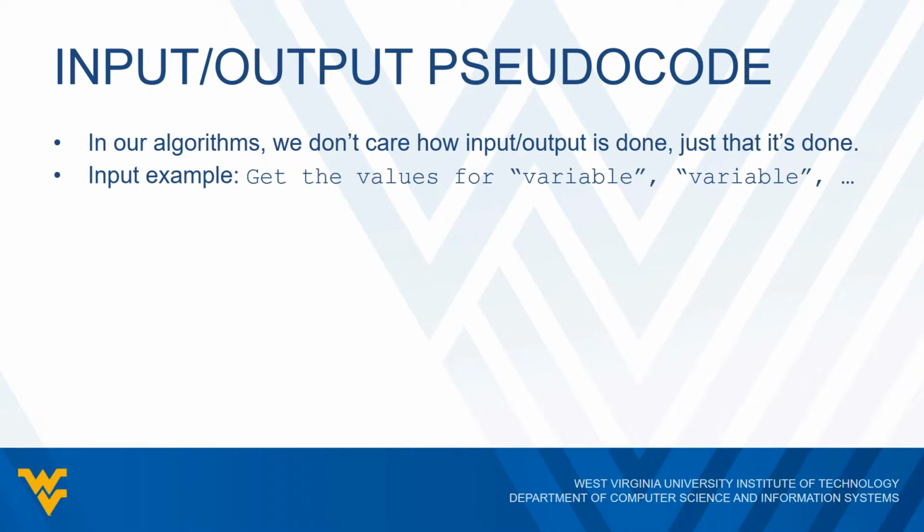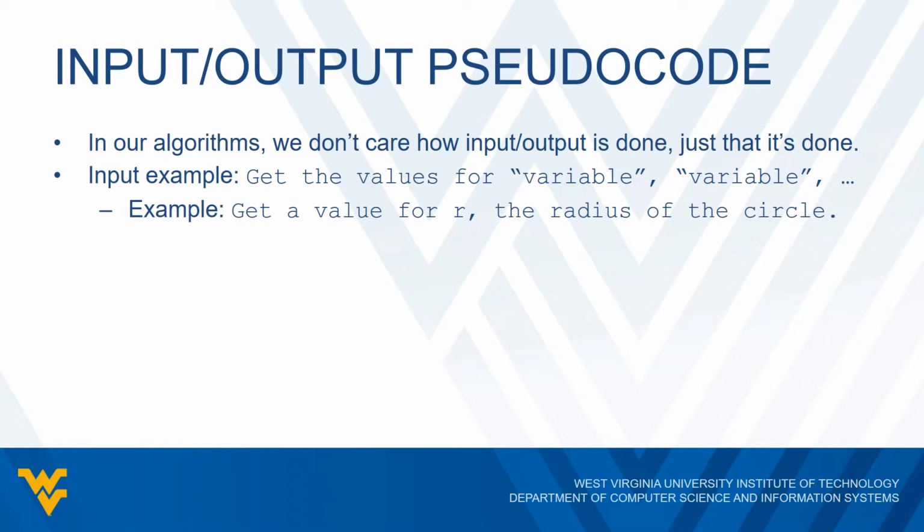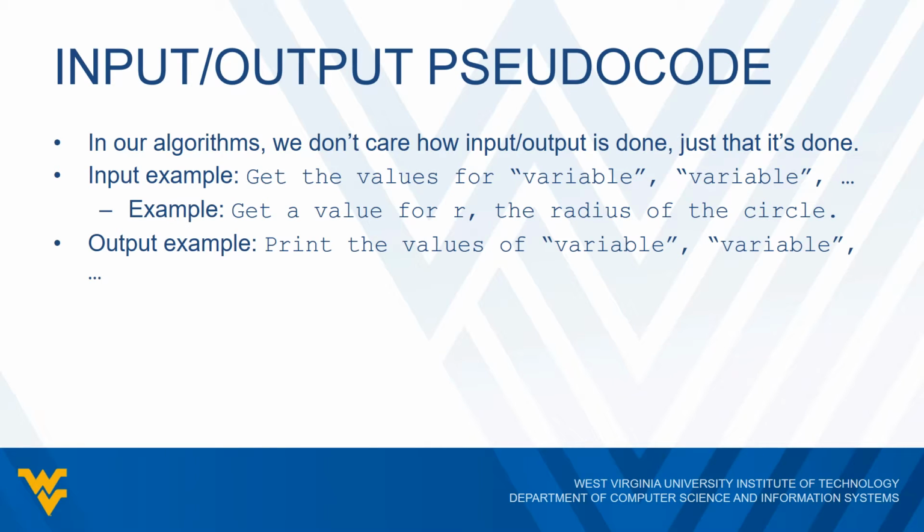So with input, for example, we would just say something like, get the values for a variable, and then another variable, and so forth. We may say something like, get the value for r, which would be the radius of a circle. And then for output, we would just say, print the values of some variable or another variable, or however many other variables that we want to output or print. We don't care how that's done. We just say in our algorithm that at this step, we're going to print it. For example, we may say, print the value of area, where area would be another variable.